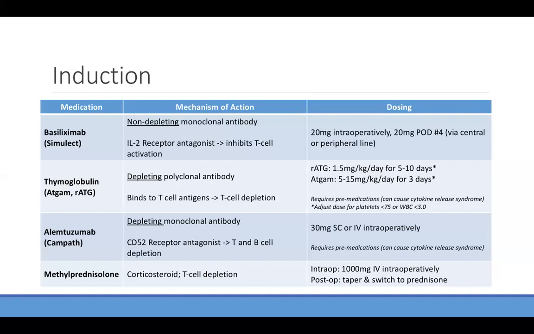So we talked about desensitization, which is pre-transplant. Now we're talking about induction, which is at the time of transplant. And in theory, there are some institutions that do induction at the time of heart transplantation. When would you do this?